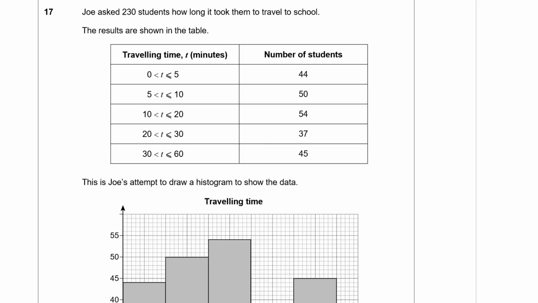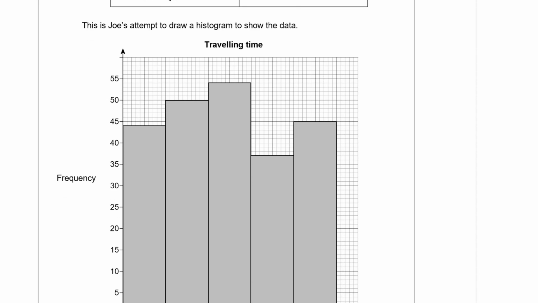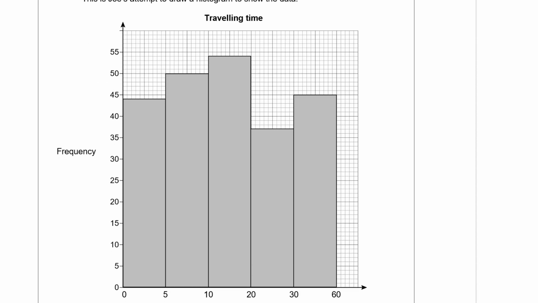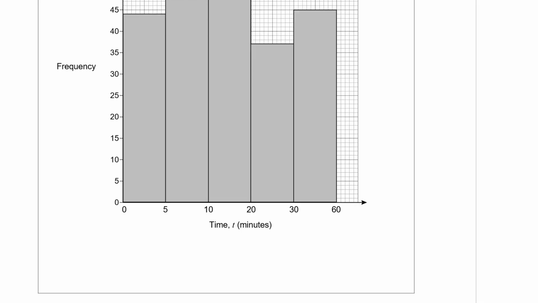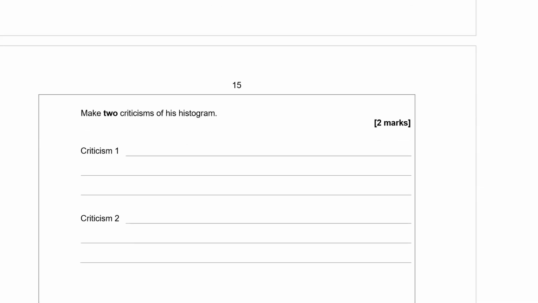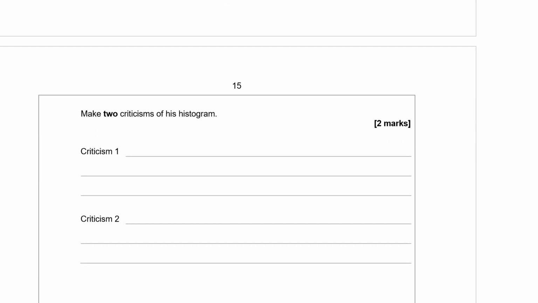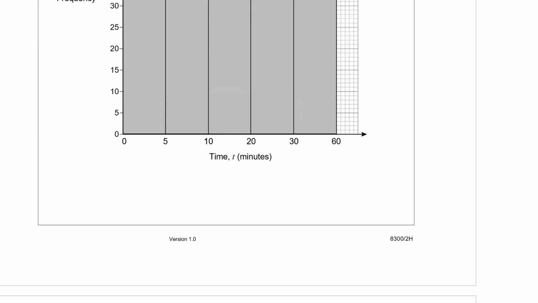Question 17 tells us that Joe asked 230 students how long it takes them to travel to school, and the results are shown in this grouped frequency table. This is Joe's attempt to draw a histogram to show his data. Well, Joe, I think you have not done that right, have you? What does the question ask us? It asks us to give 2 criticisms for his histogram.